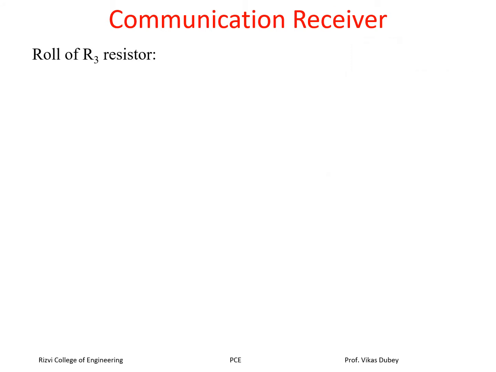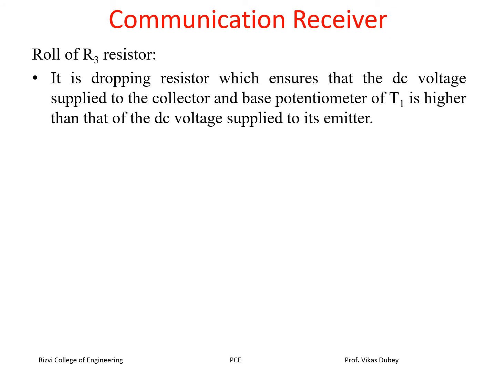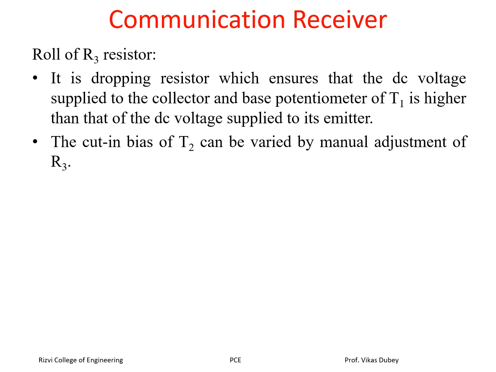Now, what is the role of the R1 resistor? It is a dropping resistor which ensures that the DC voltage supplied to the collector and base potential of T1 is higher than the DC voltage supplied to its emitter.